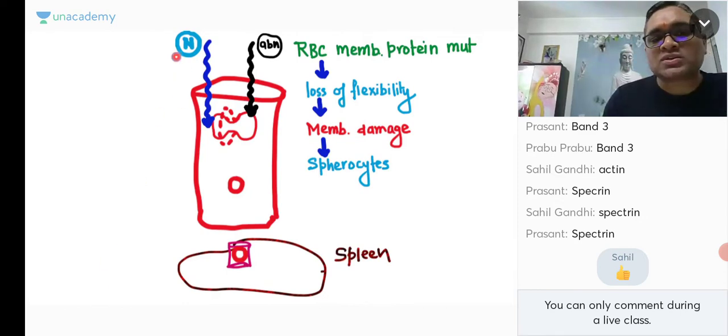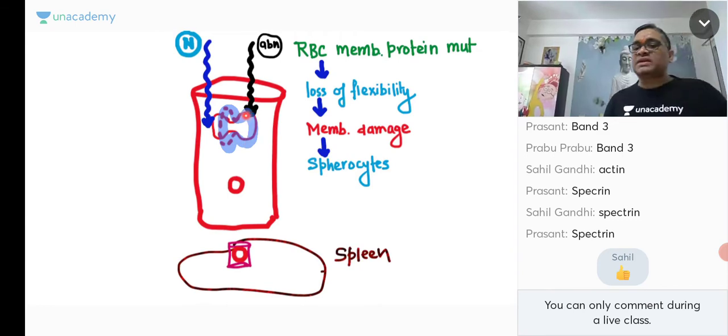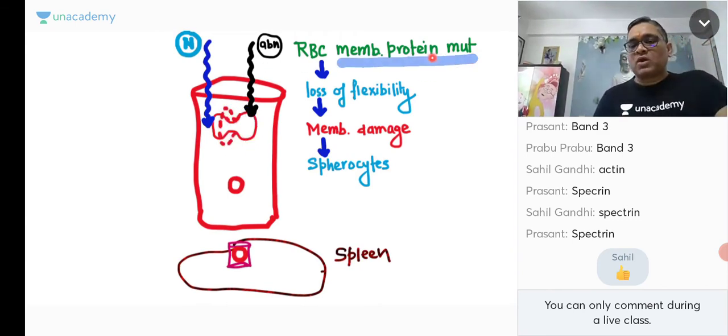If you remember what we discussed yesterday, normal blood flow, normal faster blood flow, and normal RBC: when they are having faster blood flow, they will flex their body and they will survive. Right? They will survive this faster flow damage. But what happens when there is a membrane protein mutation?